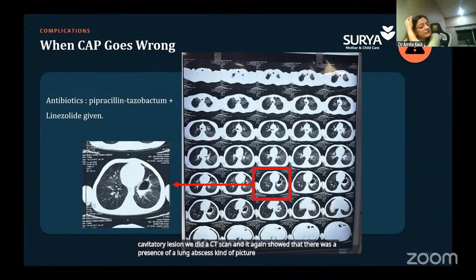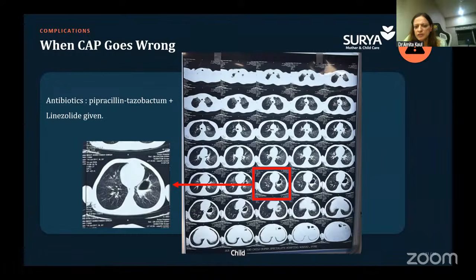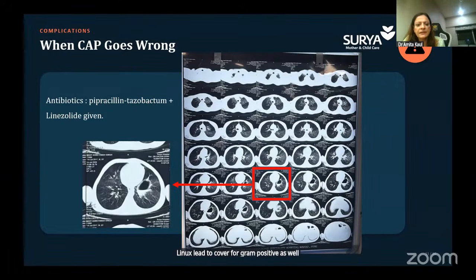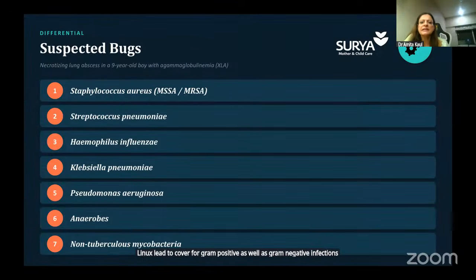And here I wanted this X-ray because here is the situation where you give higher antibiotics. You don't give just ceftriaxone because it's hospital acquired. The child is coming in and out of hospital, is continuously on nebulization, sometimes home oxygen. So that can give rise to water bugs like gram negative bacteria, or even gram positive bacteria can happen in this child. So we gave broad spectrum piperacillin tazobactam with linezolid to cover gram positive as well as gram negative infections.